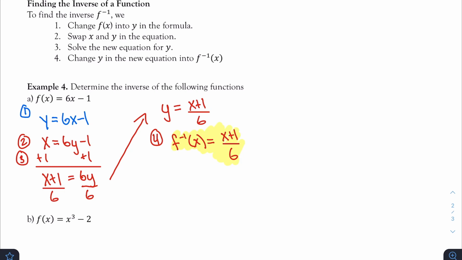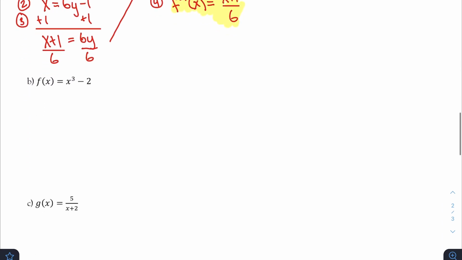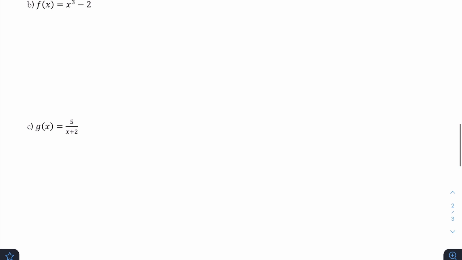So now that we're done with part A, let's look at parts B and C. For B, I have f of x is equal to x cubed minus 2. And I'm going to follow the same steps I did before. If I follow my previous steps, I start by changing my f of x into a y. And then I swap my x's and y's. Now I must solve for y.